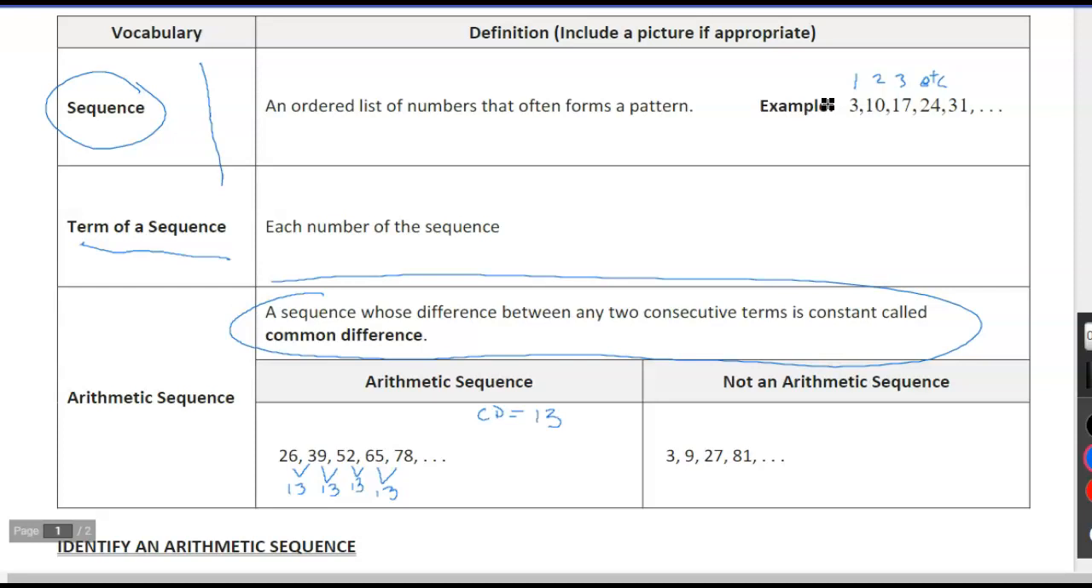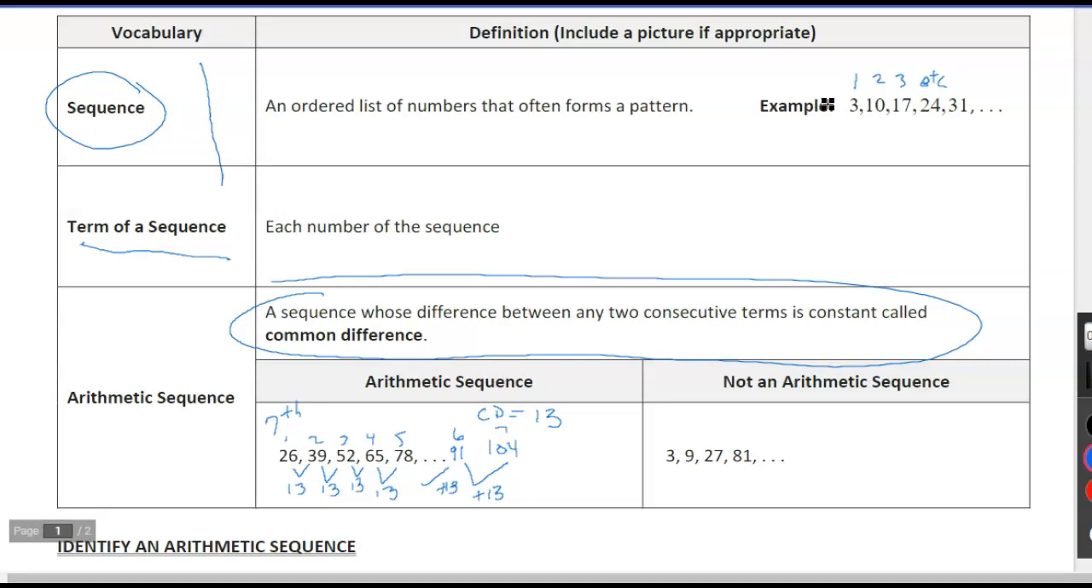We could also continue this on. Sometimes they would ask you something like, find the 7th term. So we know that this is 1, 2, 3, 4, 5. So the 6th term, we would add 13, and that would become 91. And then we add 13 one more time, and we end up at 104. So that would be the 7th term.